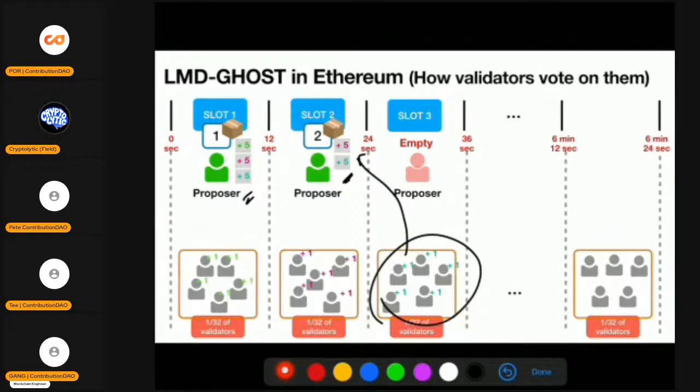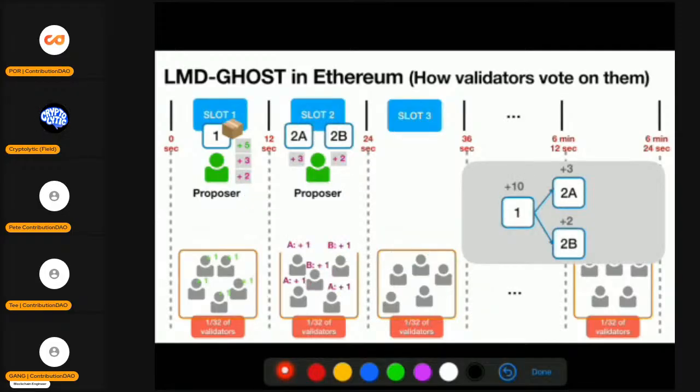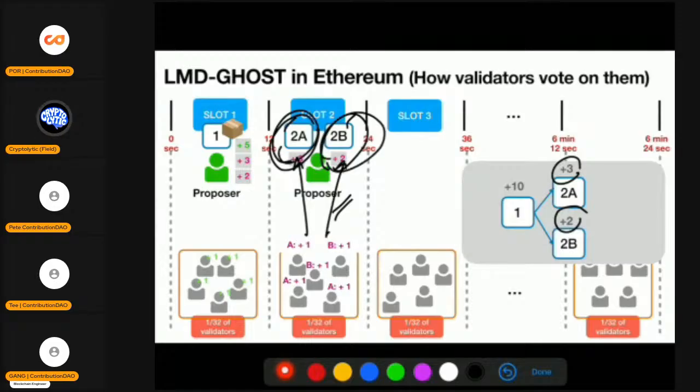And another case, if there is a fork at slot 2, where a proposer proposed block 2A and block 2B, some of the validators might vote on block 2A and some of them might vote on block 2B, and you have 3 votes for block 2A and 2 votes for block 2B. But even though they vote on different blocks, because these 2 blocks are built on top of block 1, their votes also affect block 1 as well.